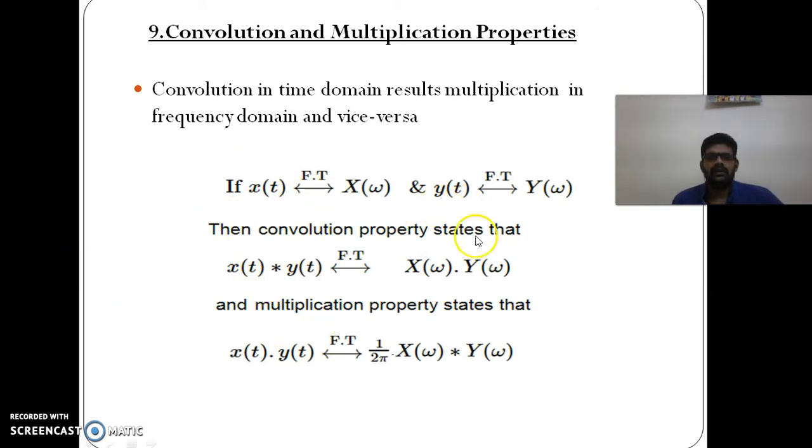So the statement is: if x of t is a Fourier transform pair with X of omega, and y of t is a Fourier transform pair with Y of omega, then the convolution in the time domain, that is x of t convolved with y of t, is a Fourier transform pair with X of omega into Y of omega. Similarly, multiplication in the time domain, that is x of t into y of t, is convolution in the frequency domain, X of omega with Y of omega.